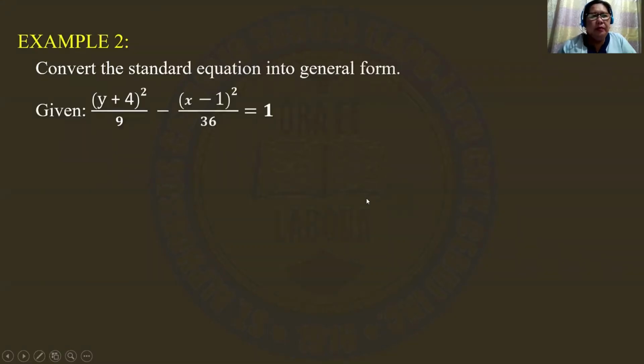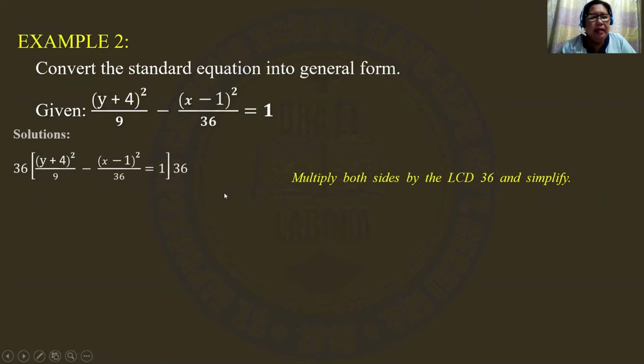Example number 2. Convert the standard equation into general form. The given is the square of y plus 4 over 9 minus the square of x minus 1 over 36 is equal to 1. For the solutions, first, you have to find the LCD of 9 and 36, which is 36, and you have to multiply each member of the equation by the LCD. So, it would be like this.